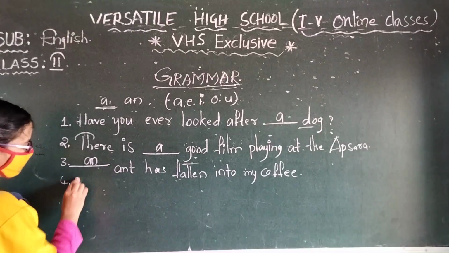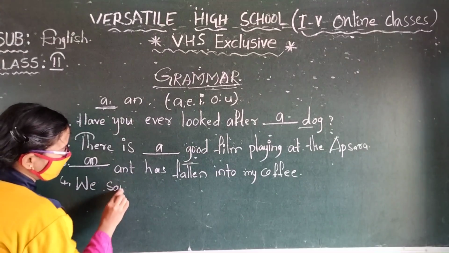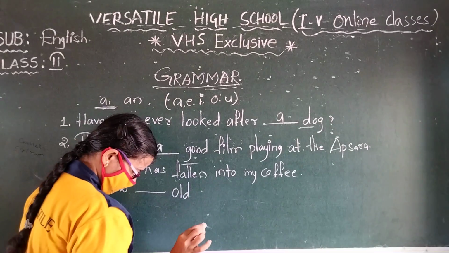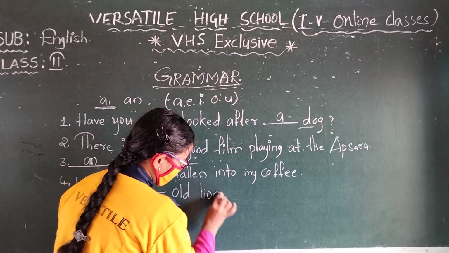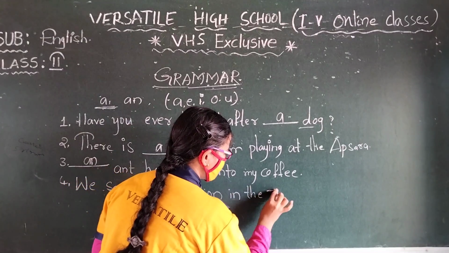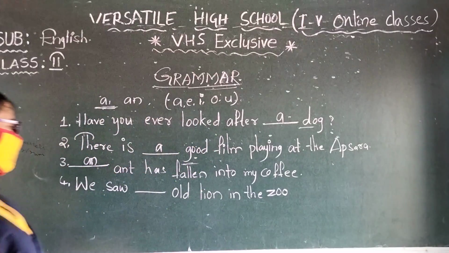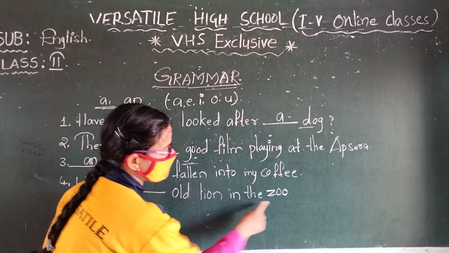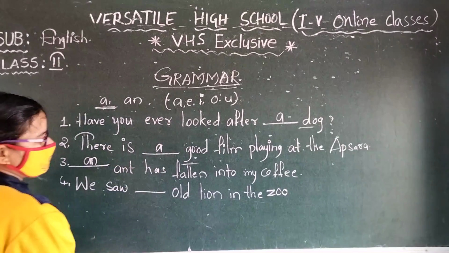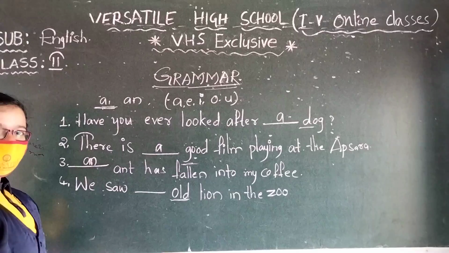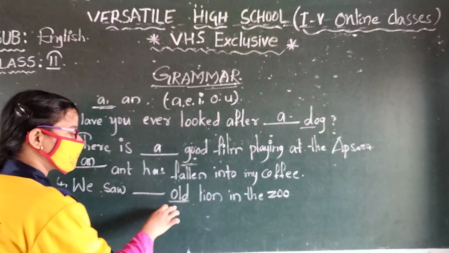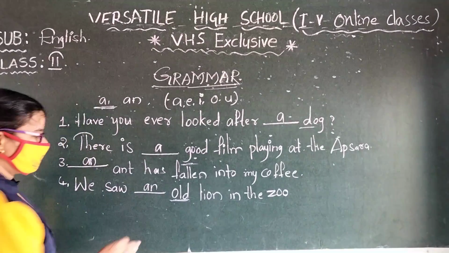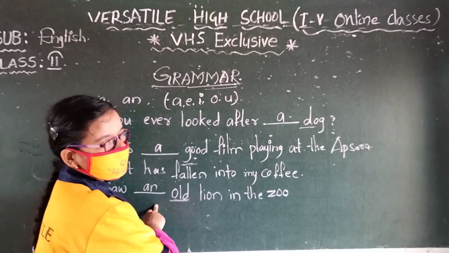We saw dash old lion in the zoo. Look here, all of you. We saw dash old lion in the zoo. This word starts with a vowel, so before it we write an. Before this vowel we use an.